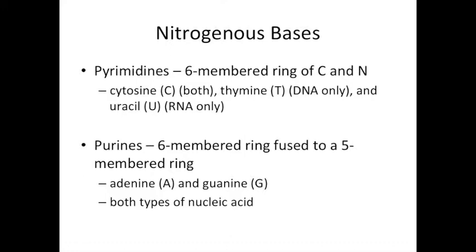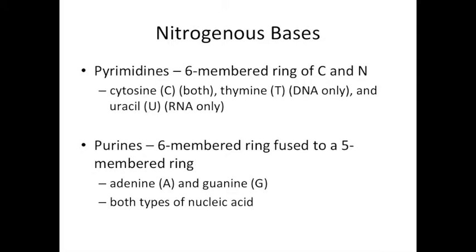Nitrogenous bases differ in chemical groups attached to their rings and can be divided into two groups: pyrimidines and purines. Pyrimidines have a 6-membered ring of carbon and nitrogen atoms. Cytosine, thymine, and uracil are all pyrimidines. It is important to note that thymine is only found in DNA, and uracil is only found in RNA.